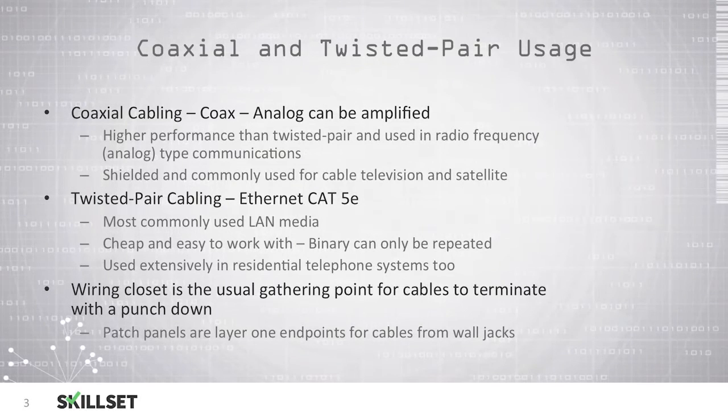Coax generally provides higher performance than twisted pair and is commonly used in radio frequency analog communications. This cable is shielded and is commonly used for cable television and satellite transmissions. Probably one of the most common types of cabling is twisted pair cabling, which generally uses the Ethernet protocol, and these cables have categories such as Cat5e, which tell you the specifications that the cable will operate at. These are very inexpensive and easy to work with, and they repeat binary signals. Twisted pair cabling is also used for telephone systems.